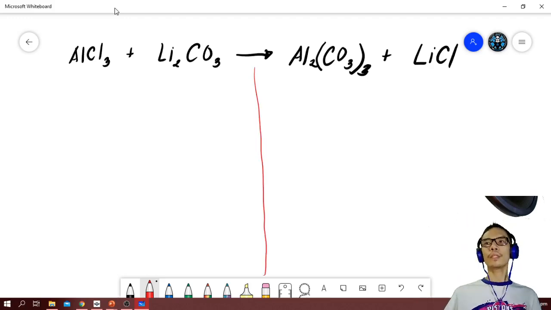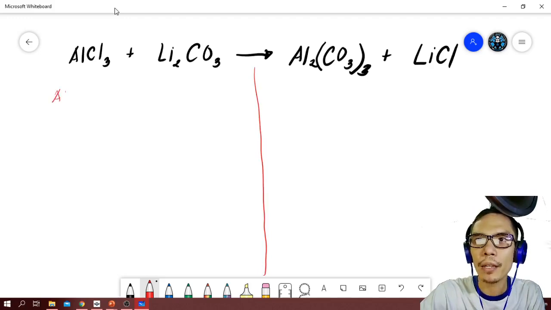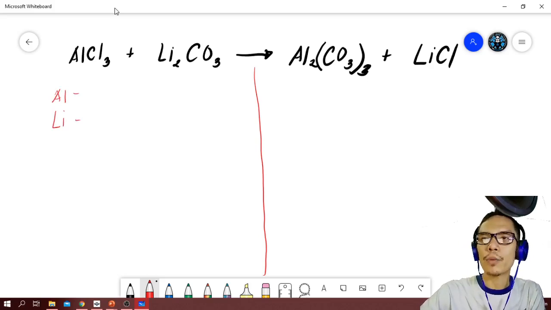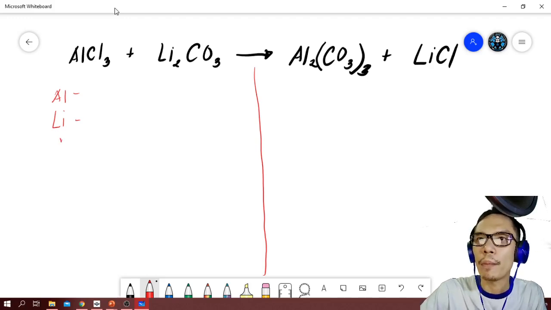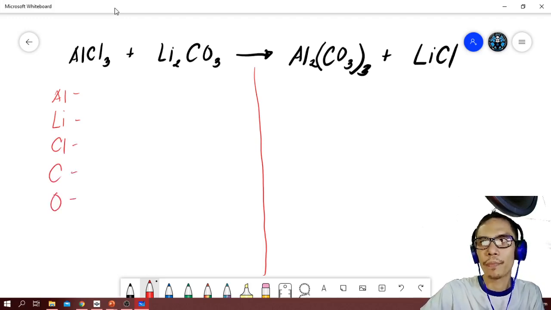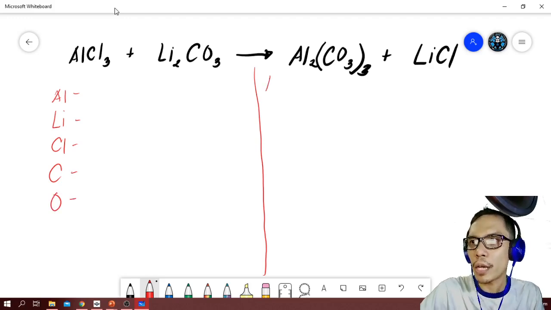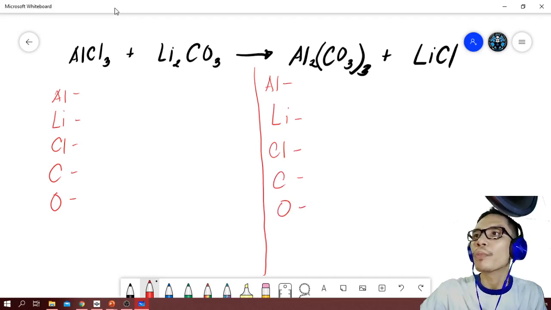Let's divide the screen again. Let's write down all metals first, so we have Al and Li. Next, we have the non-metals, aside from oxygen and hydrogen, so we have chlorine and carbon, then followed by oxygen. Let's write it on the other side as well: aluminum, lithium, chlorine, carbon, and oxygen.